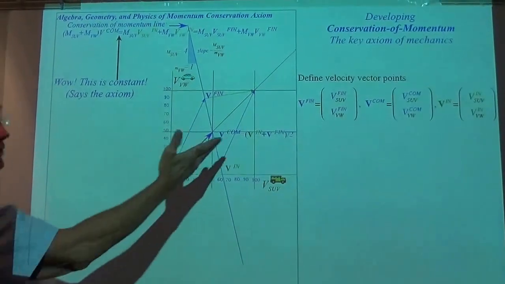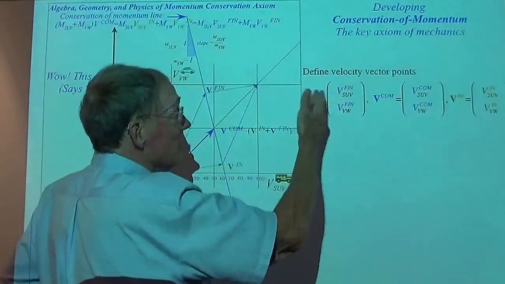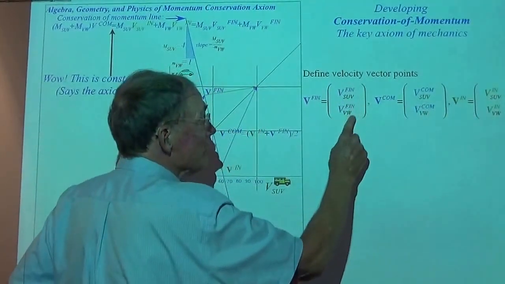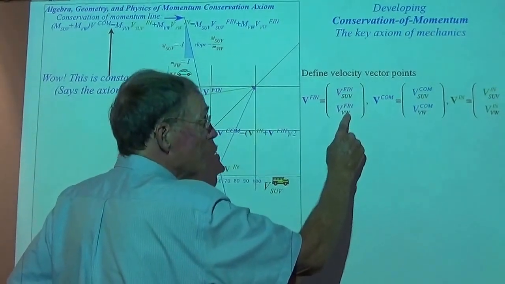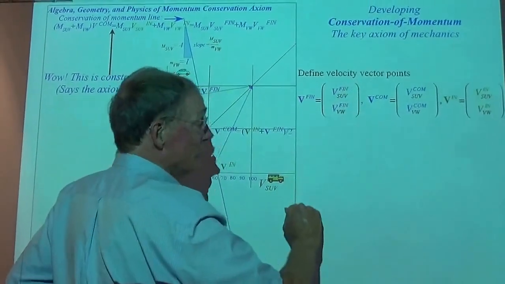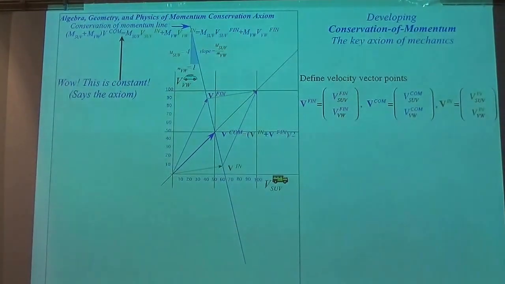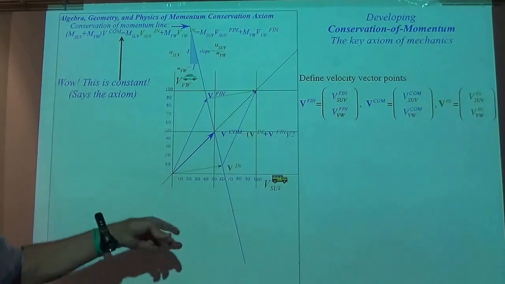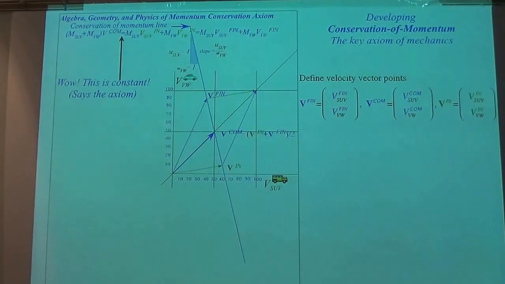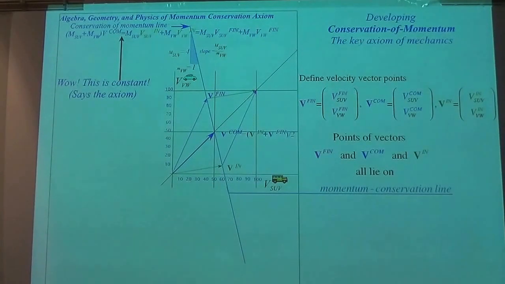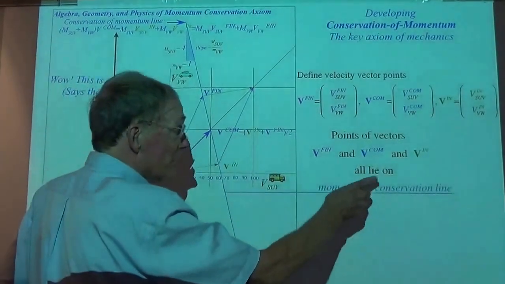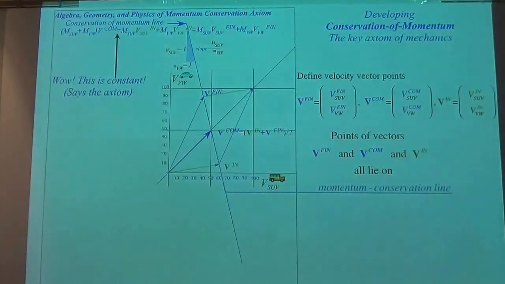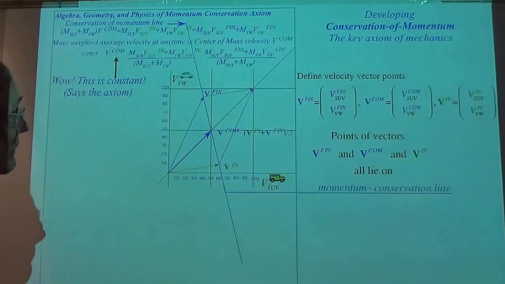Okay, so we're going to define these points, final center of mass and initial velocity of SUV and VW, as components 1 and 2, if you were going to count like people count vectors. Say x and y, if you want to call that x and that y. Okay? And the idea is that every point between these and those lies on this momentum conservation line. Okay? So what can we make out of that?